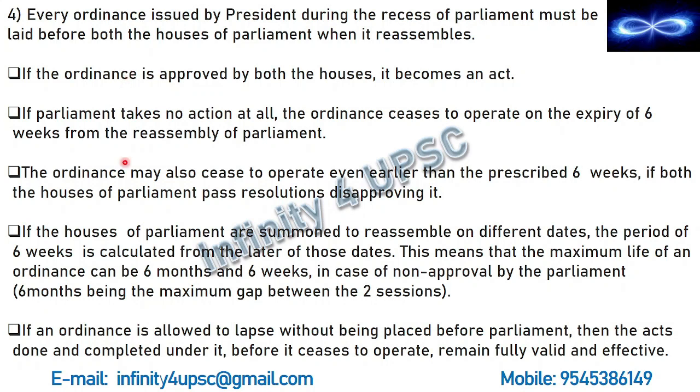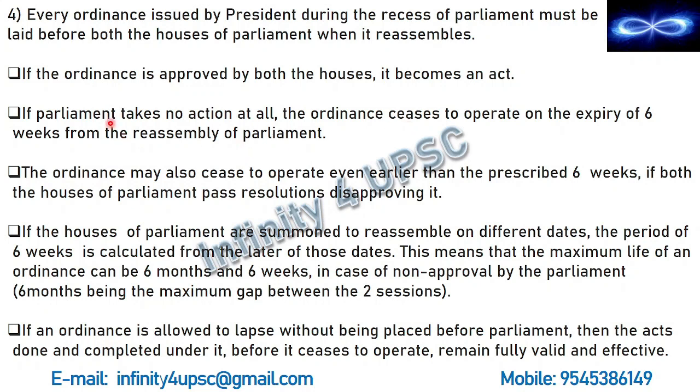Now after doing that, there are a few scenarios which will take place and we are going to discuss all of those scenarios. First one: if the ordinance is approved by both the houses, it becomes an act. Now we have seen that we need both the houses to make a bill into an act or into a law. Similarly, we need both the houses. So when both the houses approve the ordinance, it will become an act. Very simple. This is the first possibility. Second, if Parliament takes no action at all, the ordinance ceases to operate on the expiry of 6 weeks from the reassembly of the Parliament. Ceases here means it will stop or it will not exist anymore.